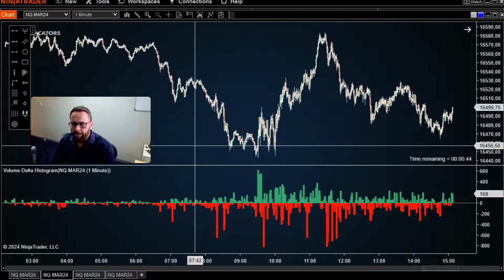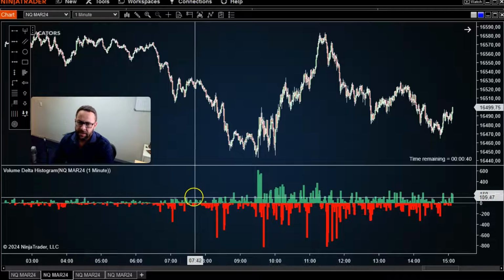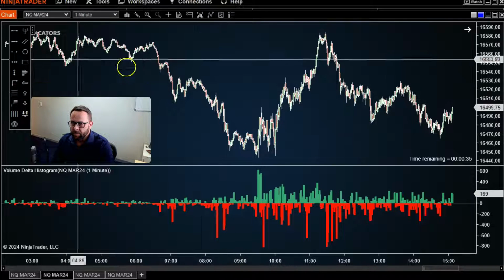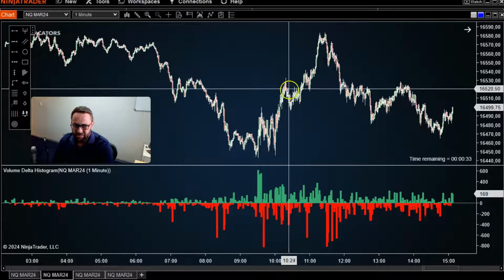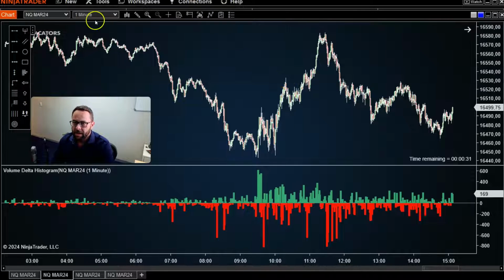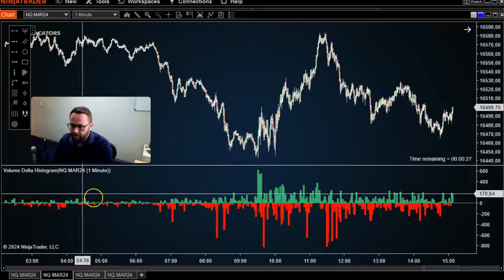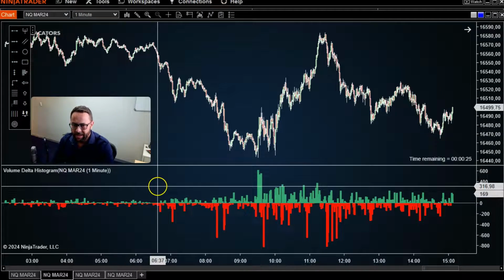Here's how I like to scalp the Nasdaq futures and maximize my profits using the volume delta histogram indicator. First off, on this chart at the moment, I've got the Nasdaq loaded. This was recent price action about a day ago, and it's set on a 1 minute time frame. On the lower panel here, I've got my volume delta histogram indicator loaded.